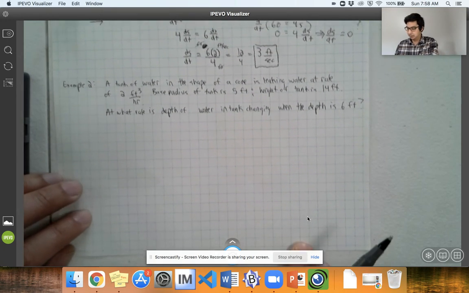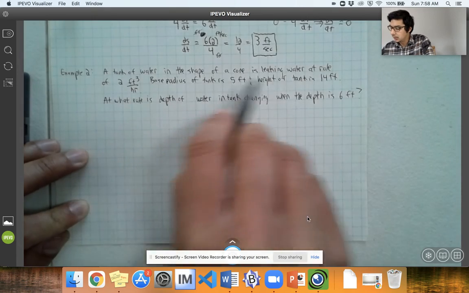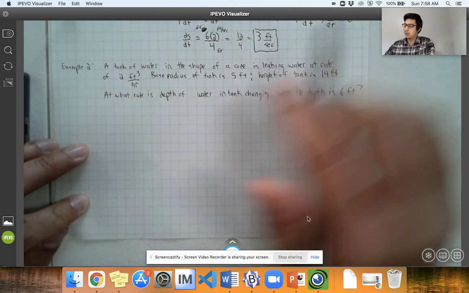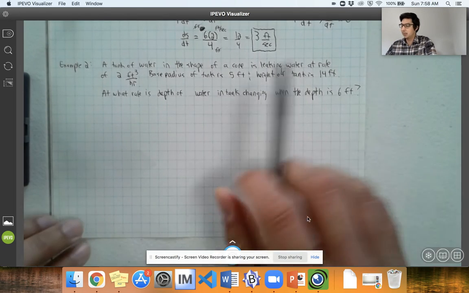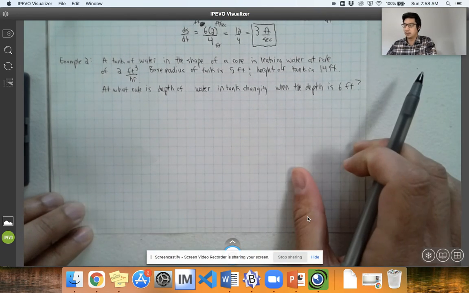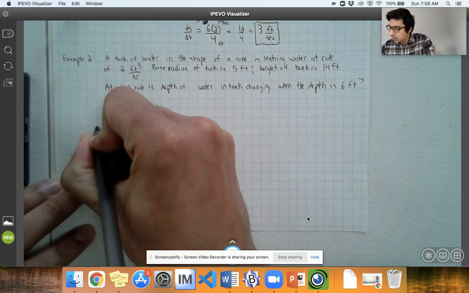Something a little bit different. A tank of water in the shape of a cone is leaking water at a rate of 2 cubic feet per hour. The base radius of the tank is 5 feet and the height of the water is 14 feet. At what rate is the depth of water changing when the depth is 6 feet? So don't get caught up in the words, just take it slow. Draw a picture.